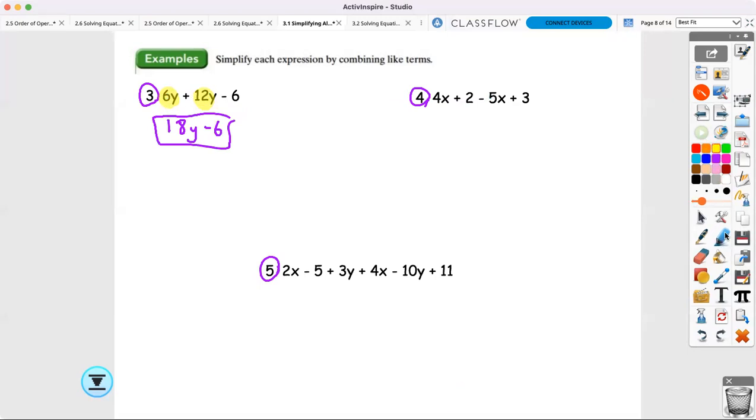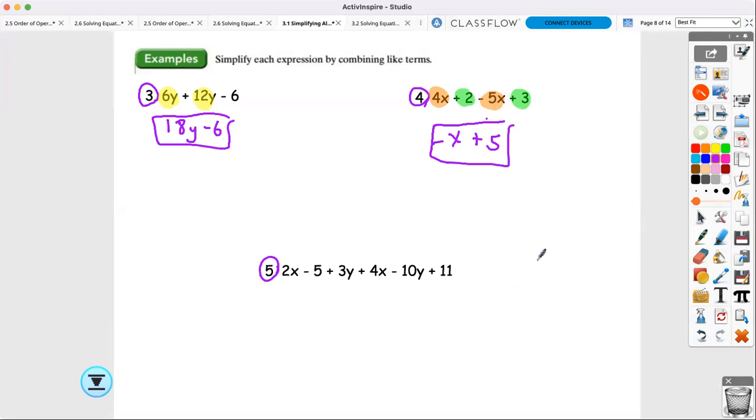Let's look at example 4. We have 4x, which can be combined with negative 5x. And then I have plus 2 that can be combined with 3. So 4x minus 5x: if we have 4, but we get rid of 5, you're still going to owe 1, which is negative x or negative 1x. You don't have to write the 1 if you don't want to. Plus 2 plus 3 is just plus 5.